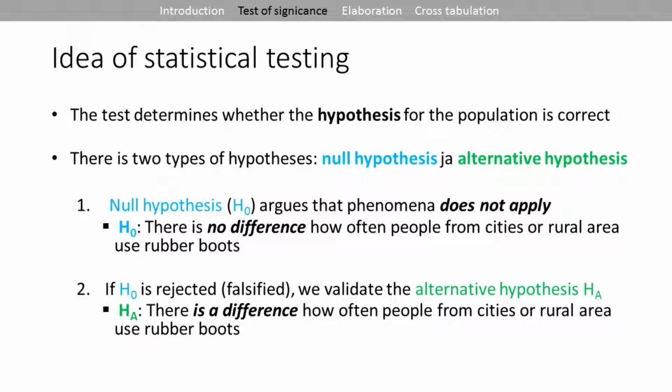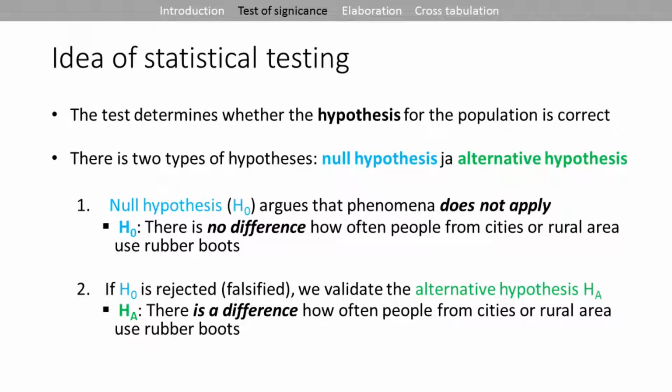You probably remember the first day when we talked about statistical testing and what the purpose of the hypothesis is. Basically, the idea of a statistical test is to test if hypotheses for the population are correct. There are two types of hypotheses, like we talked about: the null hypothesis and the alternative hypothesis.